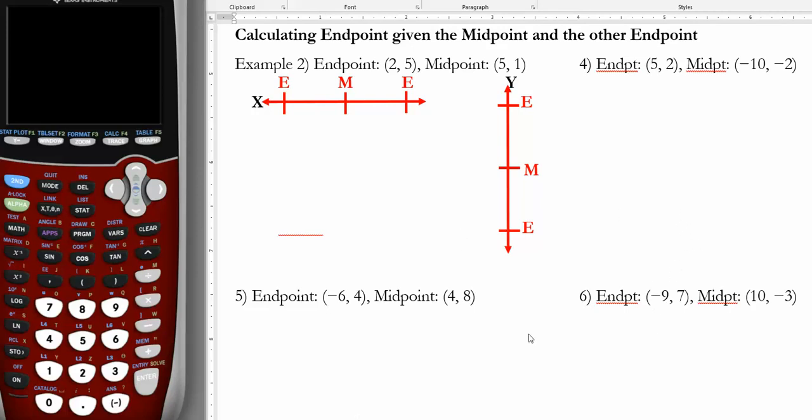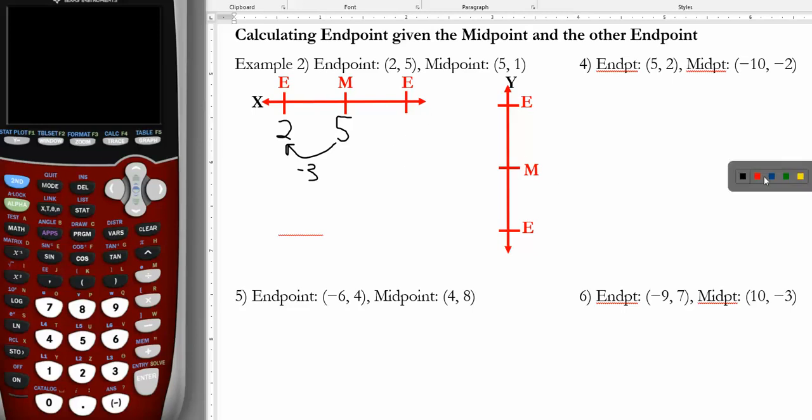In this Mysterio method, we're going to do part 2 of the review for Unit 1, Basic Geometry, and we're going to find the endpoint using the midpoint and another endpoint. So the midpoint, we've got 5 for the x, and then we've got 2, which is less than 5. And how do we get from 5 to 2? We subtract 3.